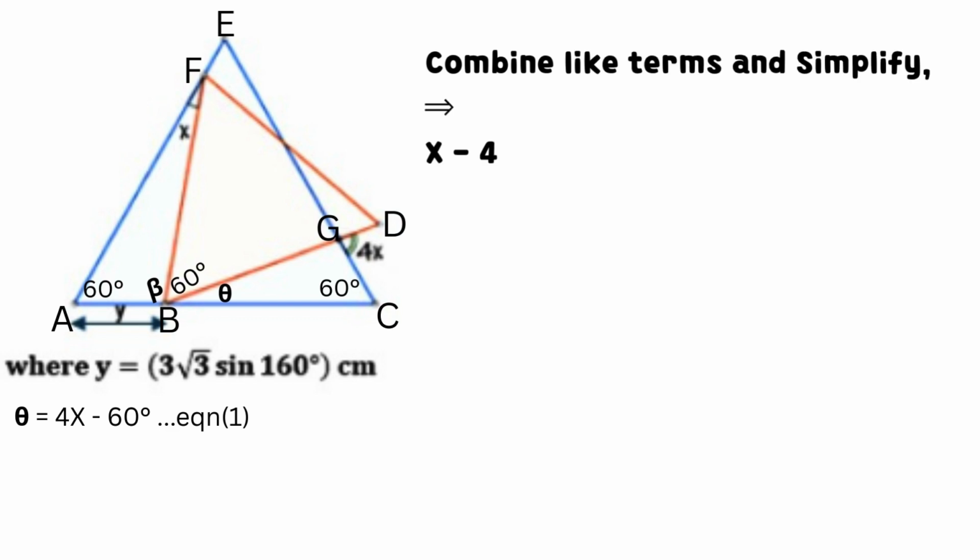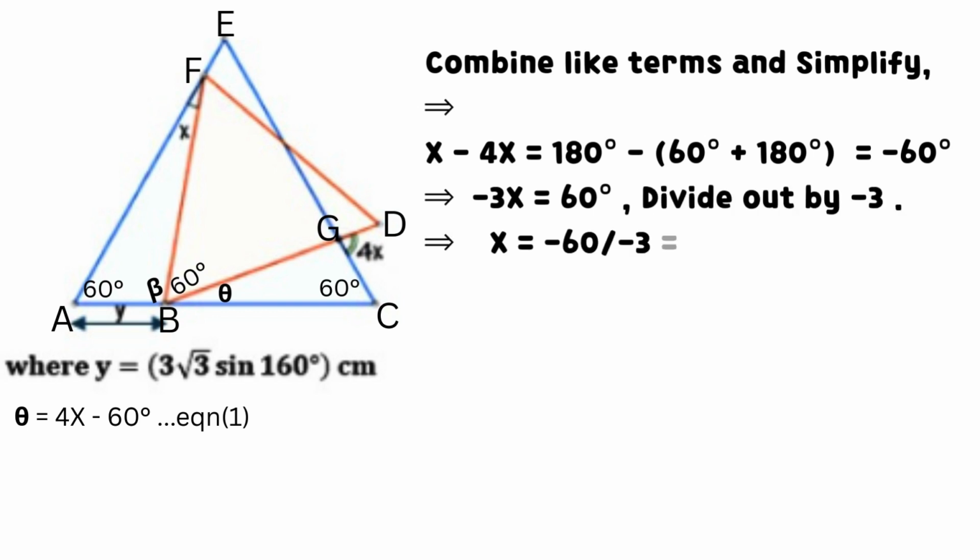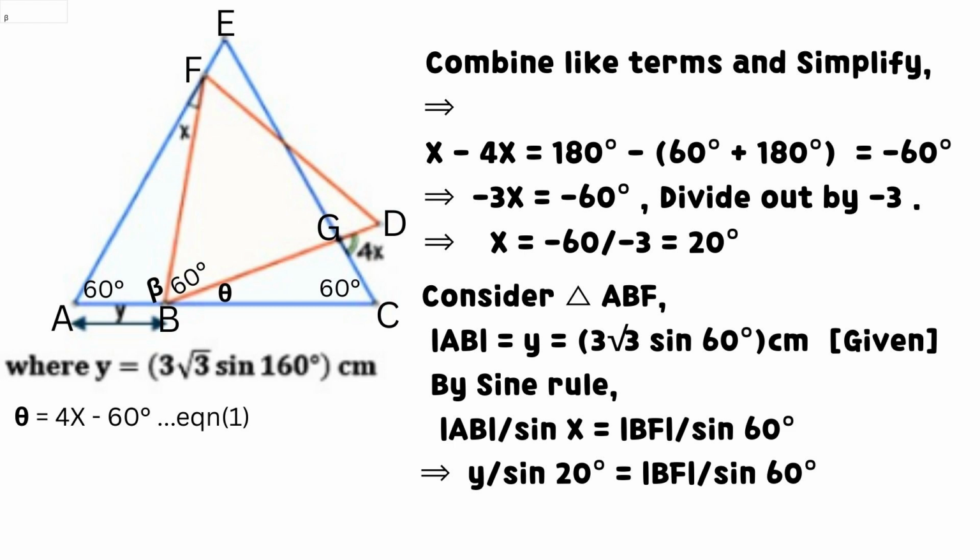Combine like terms and simplify. This implies that x minus 4 times x equals 180 degrees minus, in brackets, the sum of 60 degrees and 180 degrees, which equals negative 60 degrees. Simplify, so that negative 3 times x equals negative 60 degrees. Divide the equation by negative 3. Hence, x equals negative 60 divided by negative 3, which equals 20 degrees.